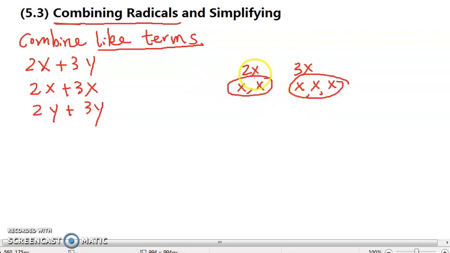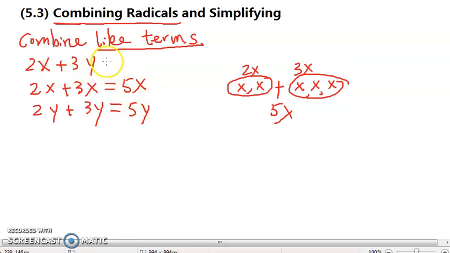The number in front of the variable just indicates how many of x we have. Since we have 2x or 3x, we all have x. Put them together, we're going to get 5 copies of x. So the answer is 5x. Similarly, 2y means we got 2 copies of y and 3 copies of y. Together we have 5 copies of y.